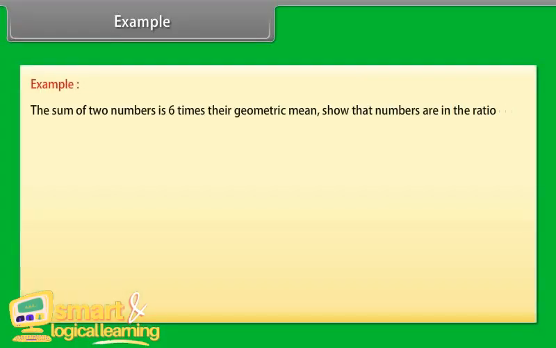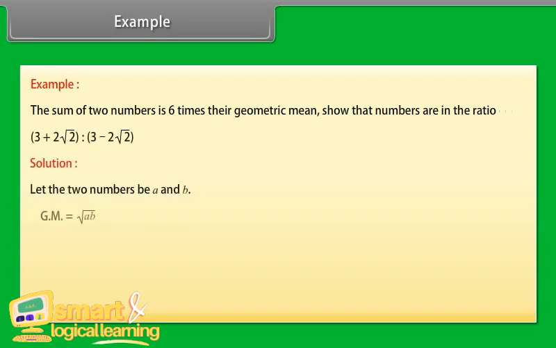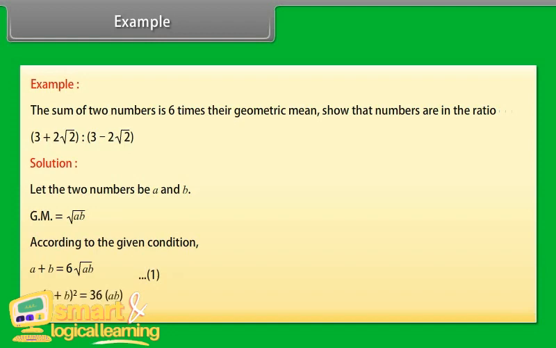Example. The sum of the two numbers is 6 times their geometric mean. Show that the numbers are in the ratio. Solution. Let the two numbers be A and B. According to the given condition, A plus B is equal to 6 into square root of AB. Let it be equation 1. It implies square of A plus B is equal to 36 into AB.